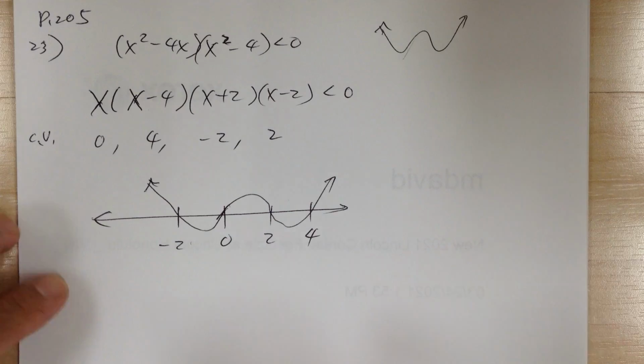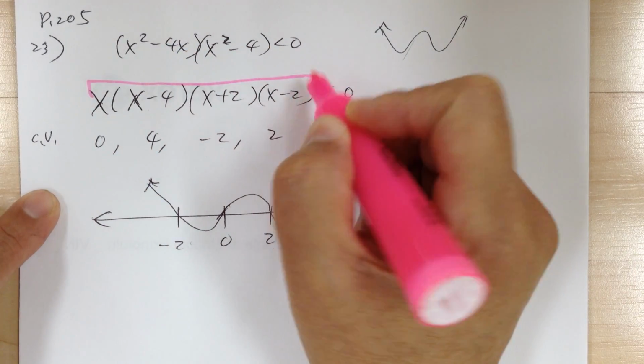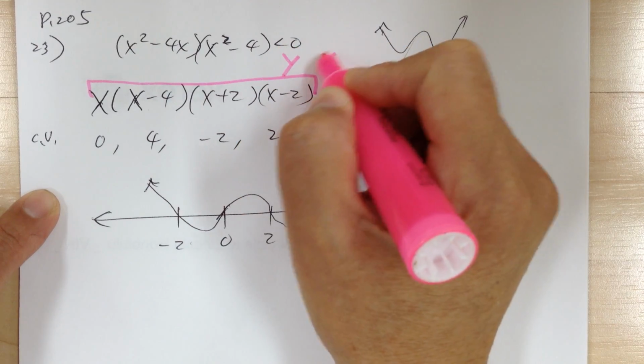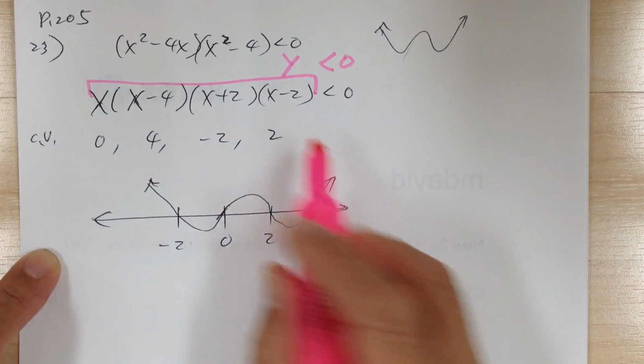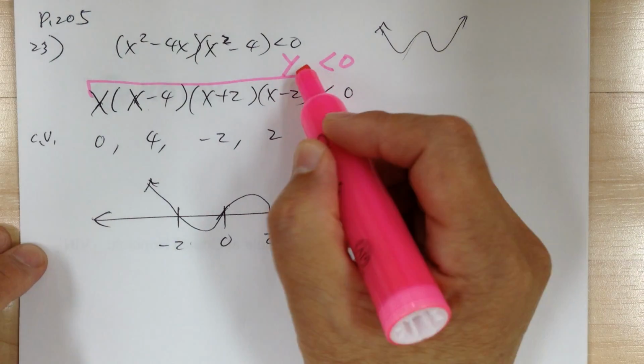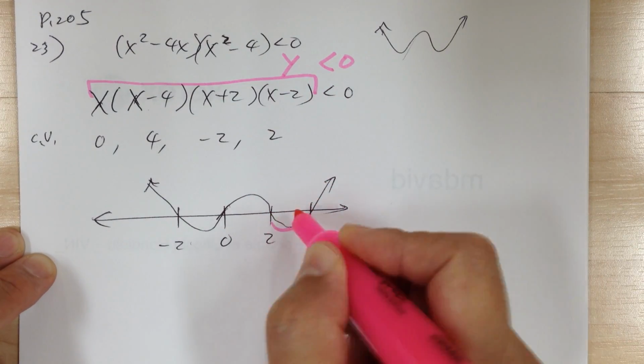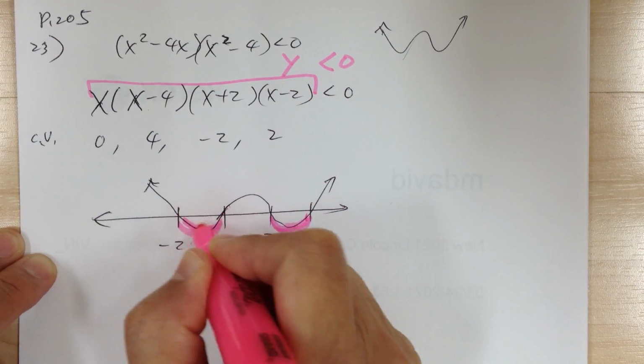So now again, remember, this whole thing is y. Y is a function of x, so we want y less than 0. Again, this whole thing is y, a function of x. So you're looking for the part where y is less than 0. That is this part right over here, and this part right over here.